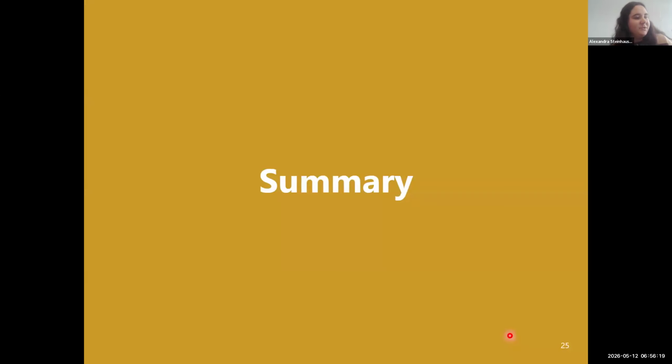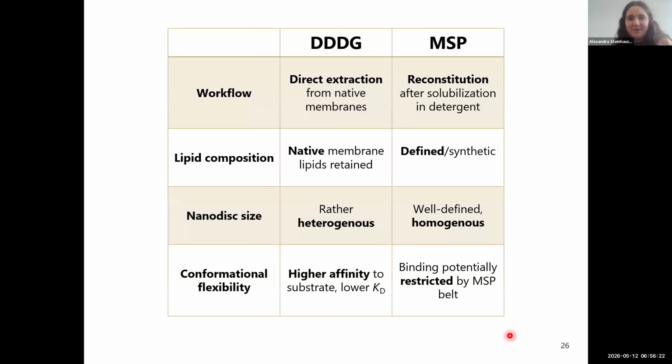And yeah, this already brings me to my summary where I made a nice table for comparison. Very briefly speaking of workflow, it's a huge advantage because you have a direct extraction in DDDG, whereas for MSP you need to reconstitute to get your nanodisc, but you can choose the lipids, you can vary the lipid composition. However, for DDDG, you get the native nanodiscs, but the size is heterogeneous compared to MSP, where it's more homogeneous. So this might be an advantage when it comes to structural work, especially.